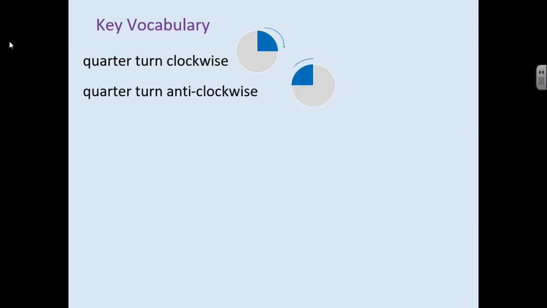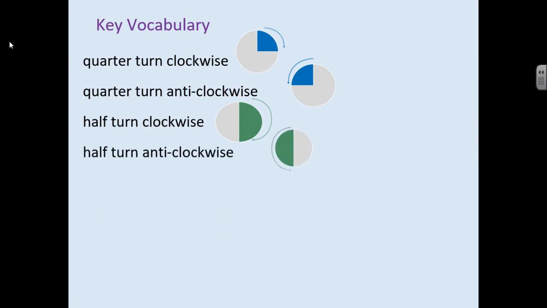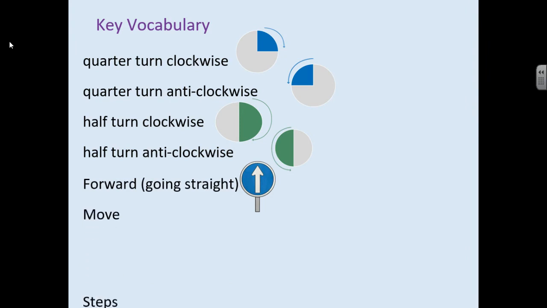Please repeat after me. Quarter turn clockwise. Quarter turn anti-clockwise. Half turn clockwise. Half turn anti-clockwise. Forward means going straight. Move, steps, turn. So today we're looking at describing movements and turns.